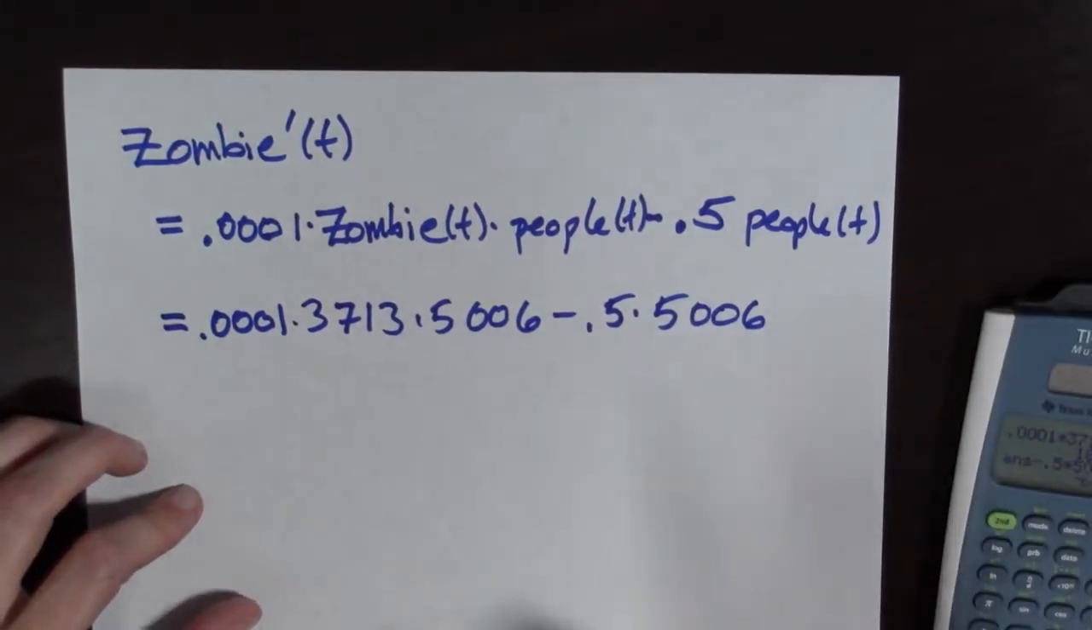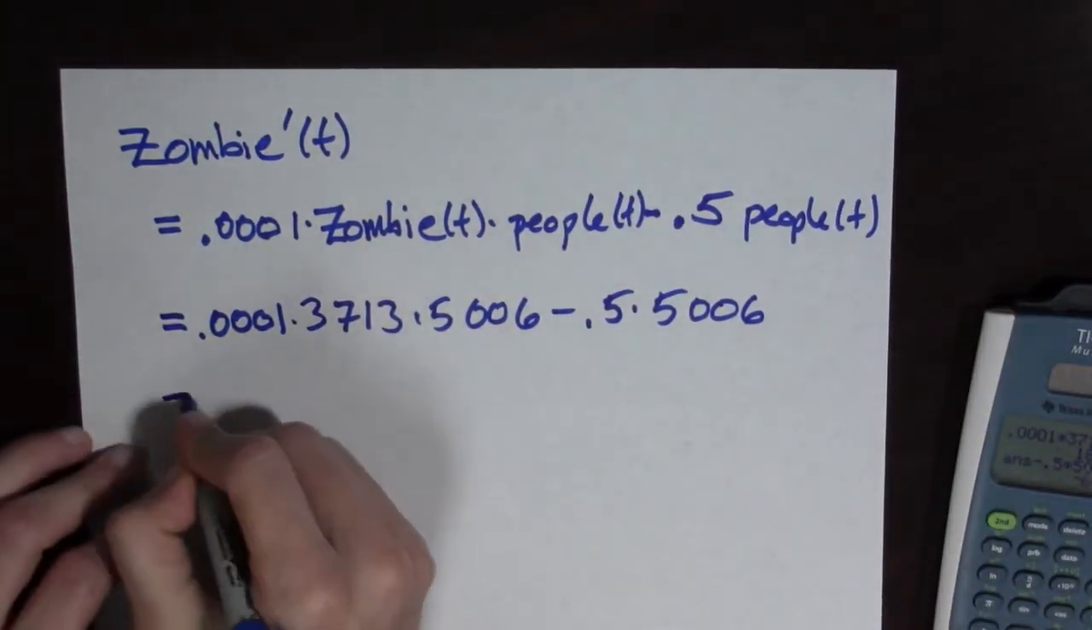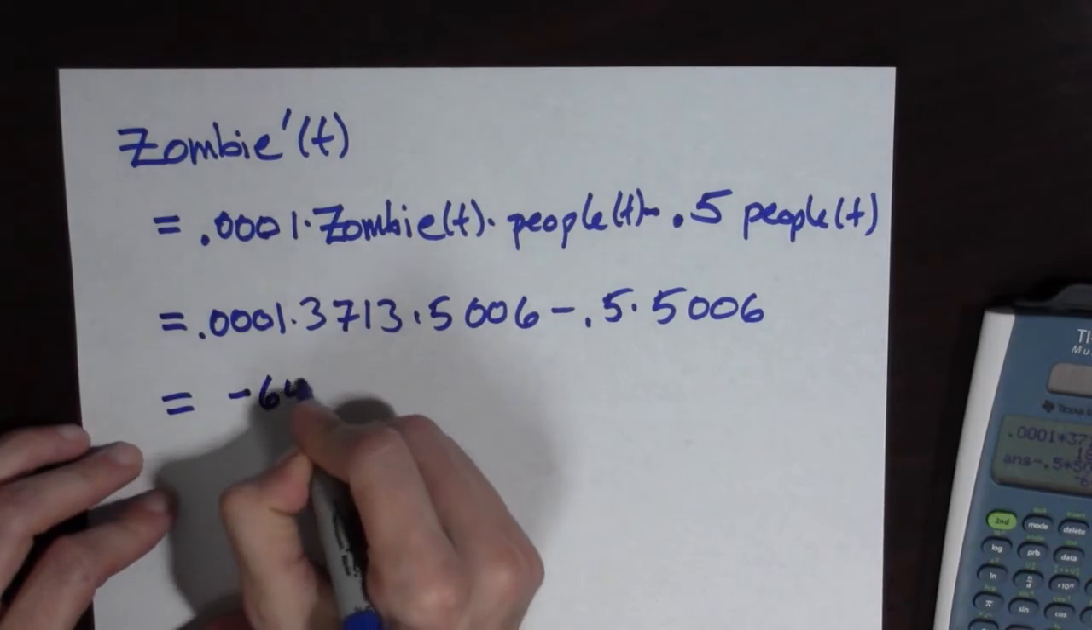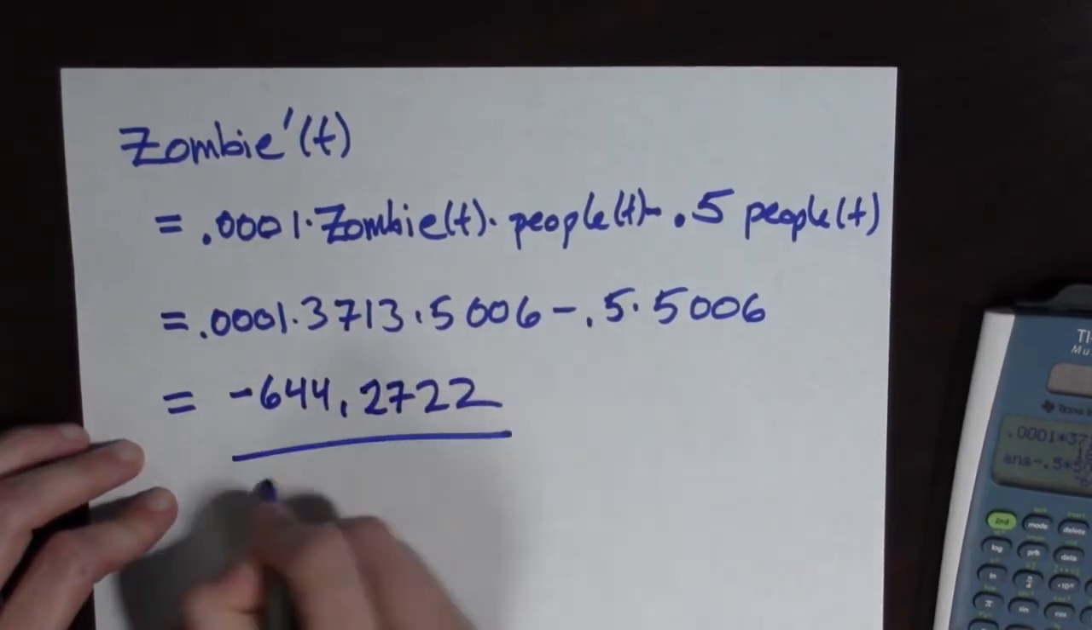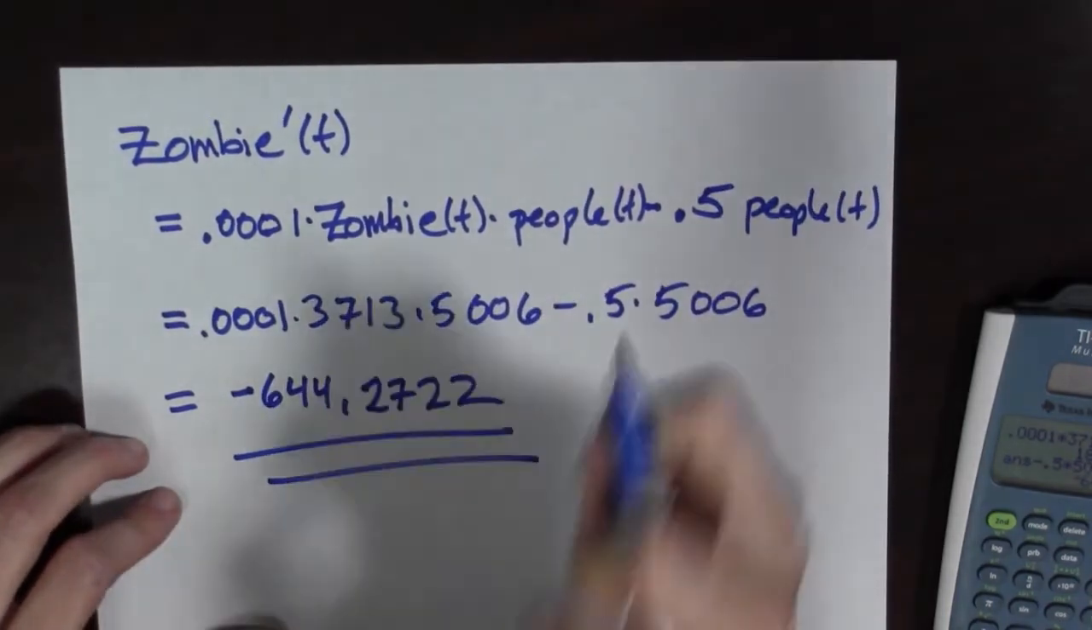Oh! But look what we have here. This is equal to minus 644.2722. This is good. You know what this means? The zombies are now declining at a rate of 644 zombies per hour. We're gonna be okay!